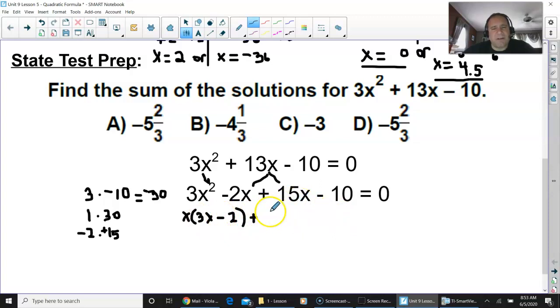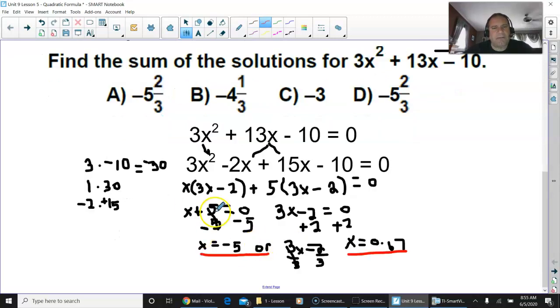So we have a common factor of 5 between 15 and 10, so we're going to factor that out. 5 times 3x equals 15x, and then 5 times a negative 2 equals negative 10, and all of that equals 0. So when you go ahead and put those two equations together, you have x plus 5 equals 0, and 3x minus 2 equals 0.